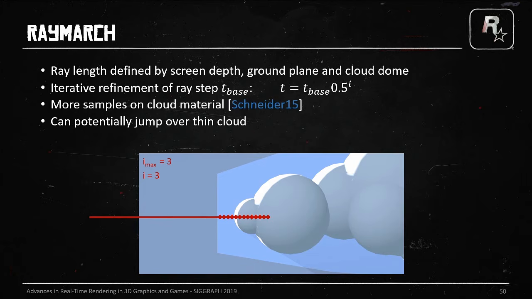This is not perfect though. We can still potentially jump over certain thin clouds or flat clouds, depending on what the initial base step was, so that we miss the whole iteration step altogether. So the base step length, as well as the cloud data, needs to be tuned according to that.